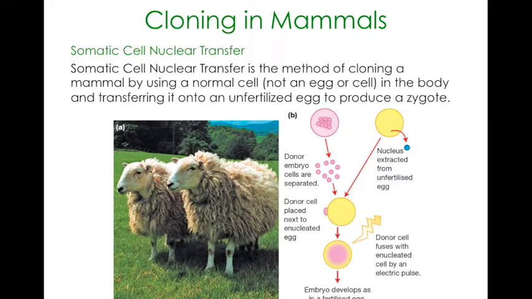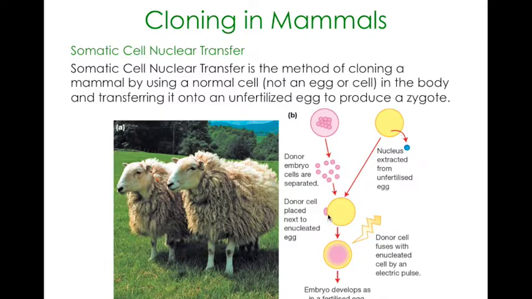What they did was remove the nucleus from an unfertilized egg. So there's your unfertilized egg, and the nucleus was taken out. That egg is now a bit of a blank cell. It has no DNA, but it has all the necessary organelles to produce a new organism, except for the nucleus. They took some donor embryos from another ewe, put the embryo cells next to this unfertilized egg, and then applied an electric pulse. What that electric pulse does is fuse the embryo into the egg.